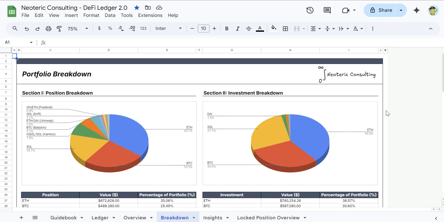A position is something like ETH on Fraxlend. It's something like Sol on another protocol. But the investment is that broken down. So if I have wrapped Bitcoin on Aave, the investment just becomes Bitcoin. If I have Sol on margin, that just becomes Sol. And then, more importantly, if I have ETH DAI, that's not ETH DAI as an investment.